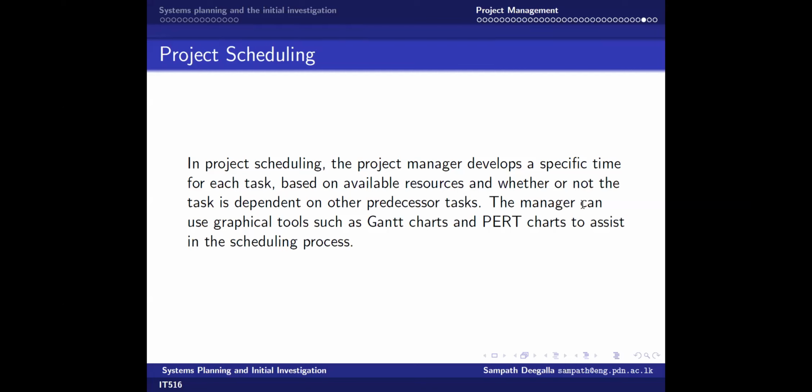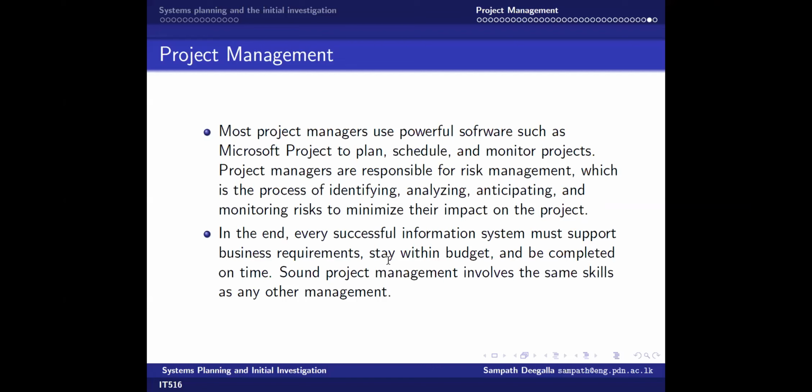Okay, let's move on to the project scheduling part. In project scheduling, basically the project manager develops specific times for each task. So you can see it depends on various things, the available resources, and sometimes it depends on other tasks. So there could be graphical tools. If you find the software, or in Microsoft we have Visio, for example, you can use it to draw Gantt charts and PERT charts. Then the idea is, once you use these software tools, you can actually minimize the risks, right? Because I told you, delaying some of the tasks will affect the overall project time duration.